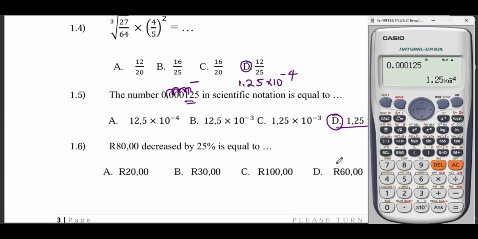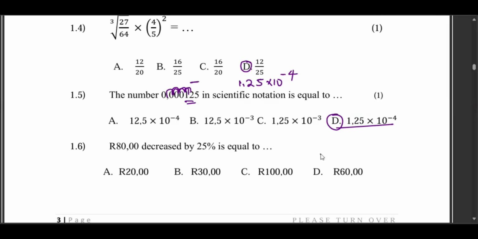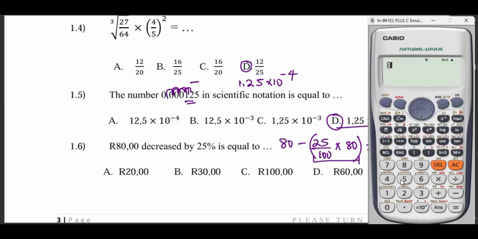So it's fine, straightforward. Okay, we come to this and we see decrease 80% or 80% decrease by 25%. This is so simple. You get 80% minus 25 over 100 times 80. When you put this in your calculator, you get 20. But if you don't want to get disturbed, you just get 80 minus, open your bracket, 25 over 100 times 80.